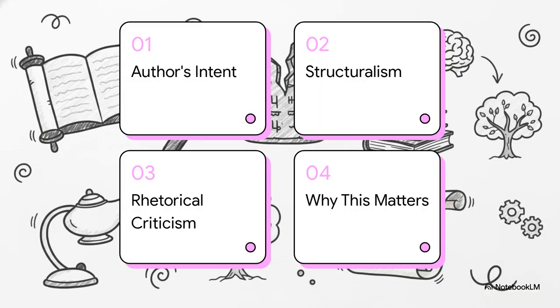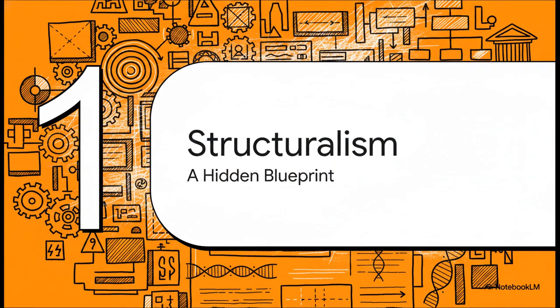So today, let's explore two really powerful methods from this text-centered world. All right, here's our game plan. First, we'll look at structuralism, which is all about finding a hidden blueprint in stories. Then we'll check out rhetorical criticism, which analyzes a text like a powerful, persuasive argument. And finally, we'll pull it all together and see why these tools matter so much. Okay, let's dive right in with our first method.